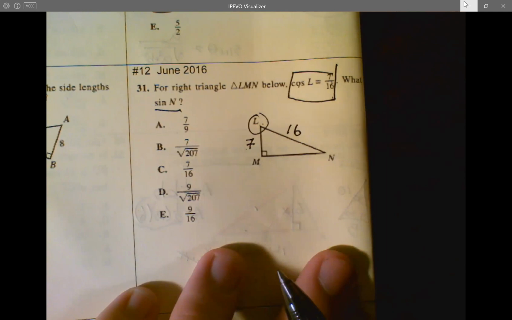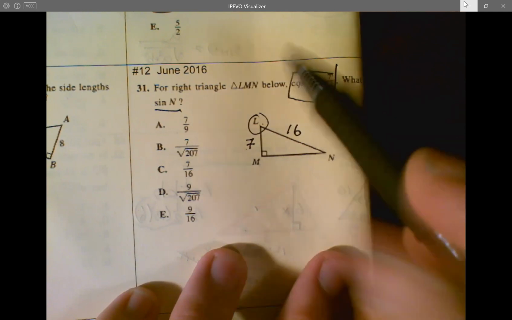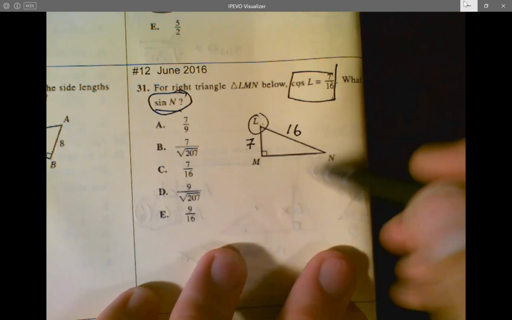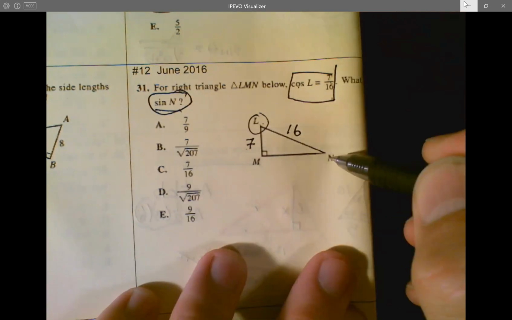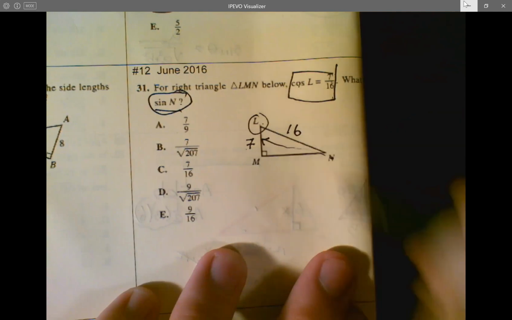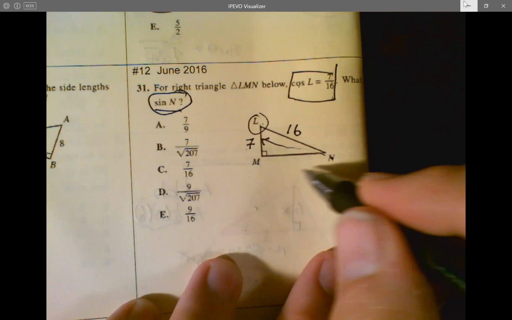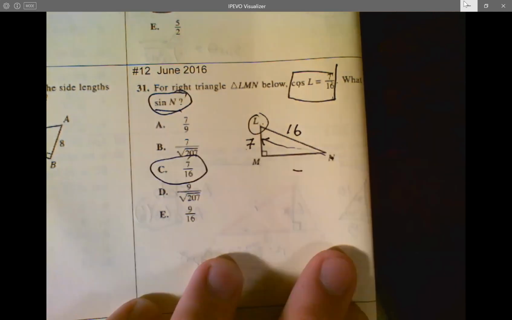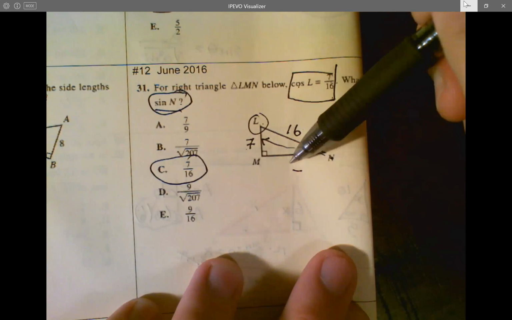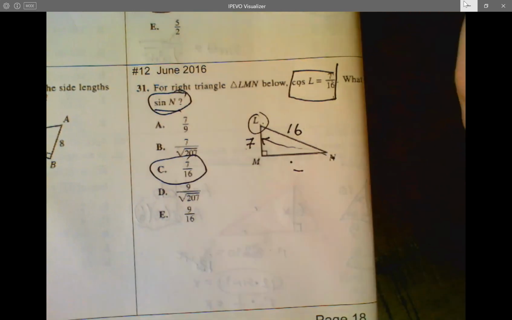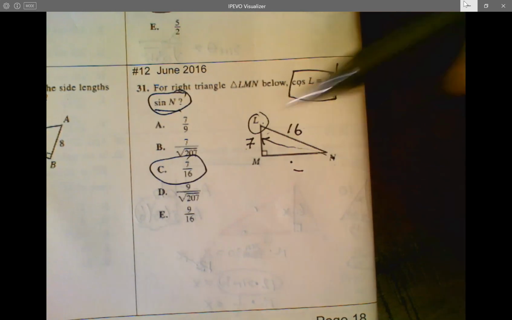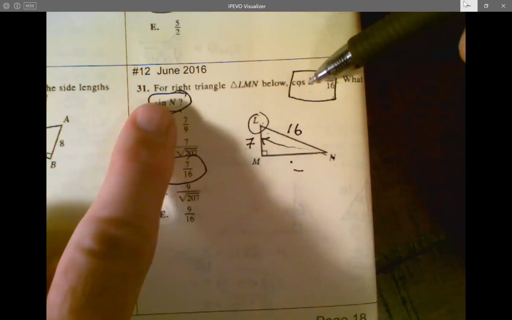Now I've put that information in. Let's see if we can answer this. What's the sine of angle N? Here's angle N. The sine is opposite over hypotenuse. Oh, 7 over 16, which is letter C. Some people put this in and then they try to find this missing side and end up doing more math than they need to. But this kind of gets you to a theorem that the sine and cosine of complementary angles are the same. You don't need to know that. Just put the numbers into the picture and work it out.